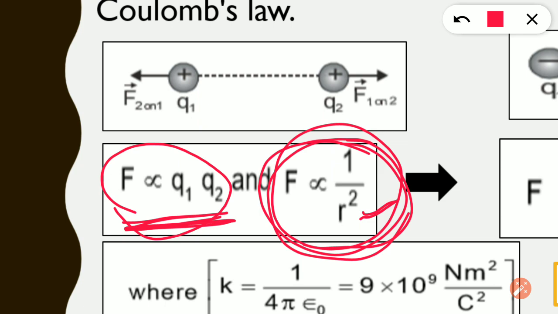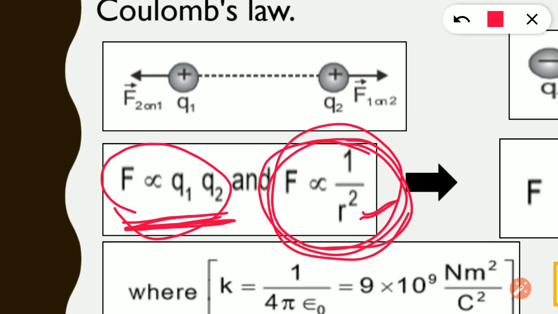Do you remember Newton's universal law of gravitation taught in class 11th? The same type of statement is given by Newton's universal law of gravitation, that says the force between two masses is always attractive, and this force is directly proportional to the product of their masses and inversely proportional to the square of the distance between them. Both the laws are similar to each other.